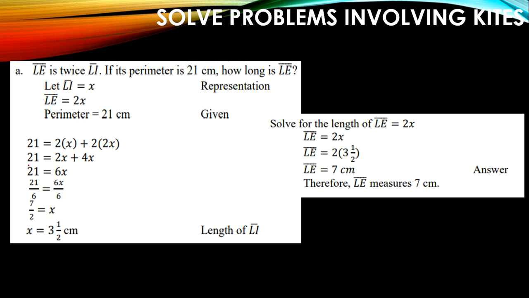Okay, so muna siyang original equation: 21 equals 2x plus 4x combined. You're going to add, that's equals 6x. Divide both sides by 6. That's 7 halves. Kana siyang 21 over 6.